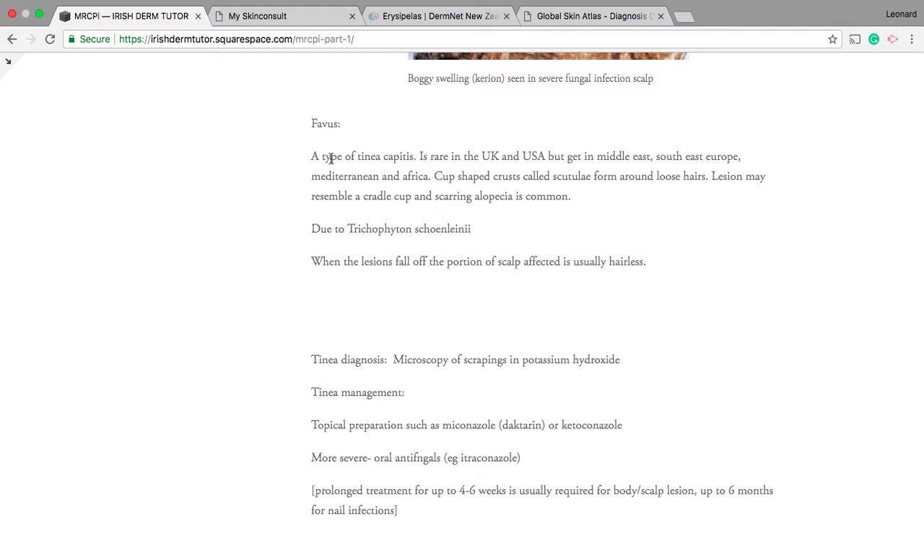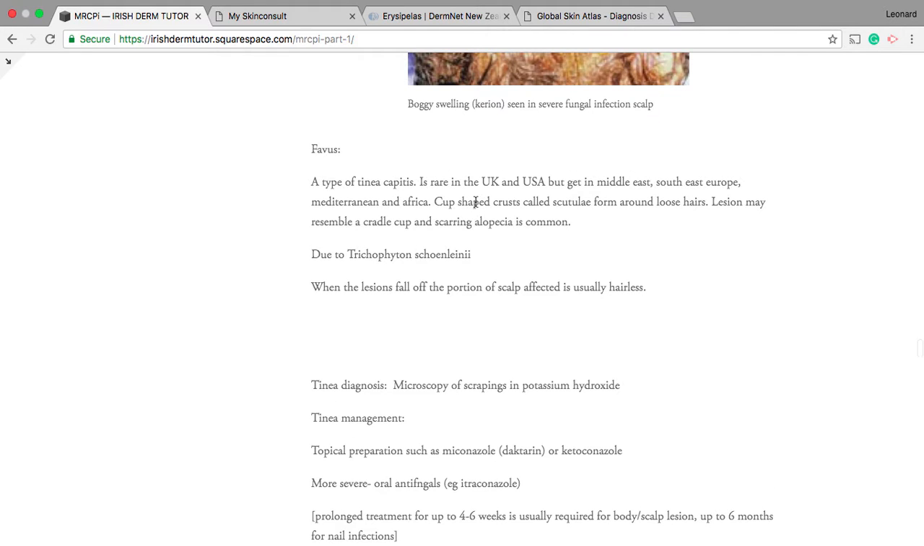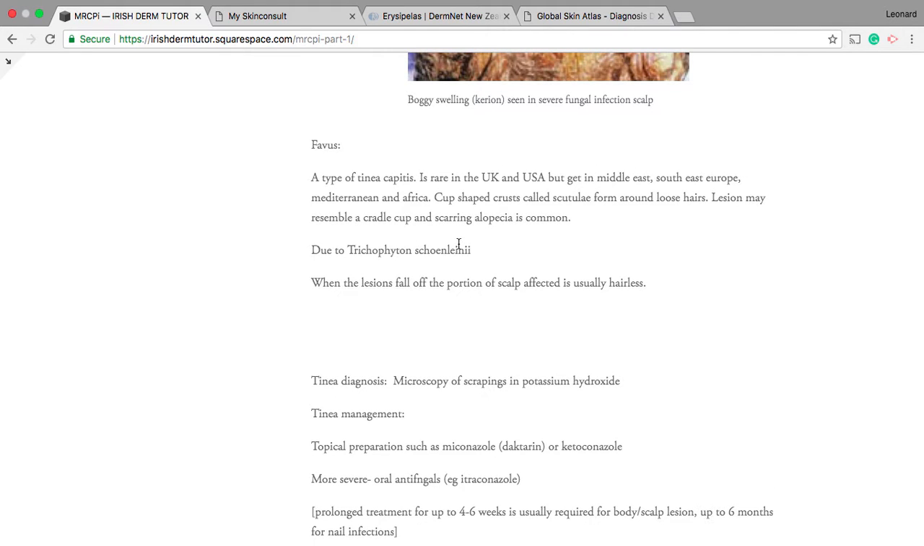Then I really haven't heard about this, but it came up in some of the MCQs. Favus. This is a type of tinea capitis. It's rare in the UK and USA, but you can get it in the Middle East, Southeast Europe, and the Mediterranean. And you get these cup-shaped crusts called scutula, which form around loose hairs. The lesion may resemble a cradle cap, and scarring alopecia is common.